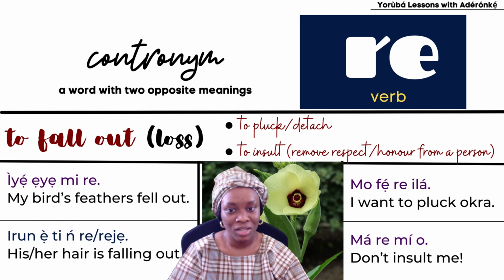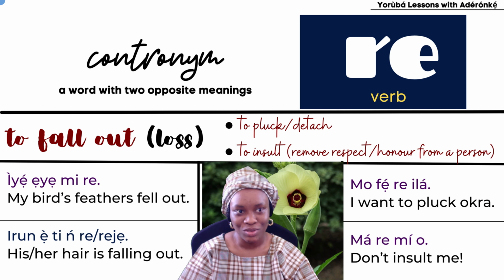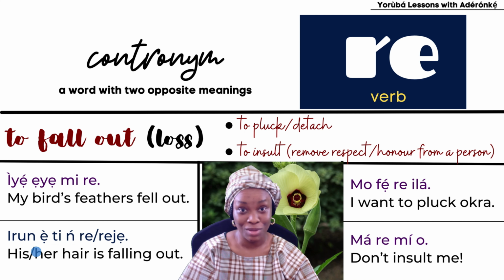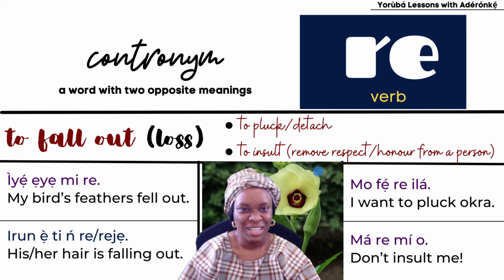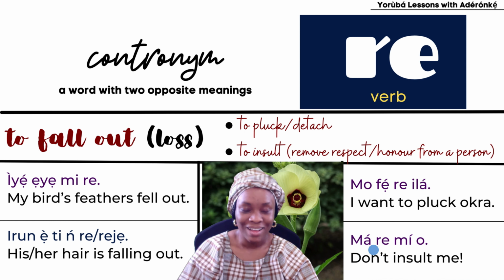If someone's hair is falling out, just like a bird's feathers, for example, Irun e ti n re. His or her hair is falling out. I don't know if you can say it, maybe for a doll or something, a doll's hair. His or her, or its hair is falling out. Irun e ti n re. It could also be to insult. It's like you're removing respect and honor from a person, taking the respect away, the honor away. So if you want to say, don't insult me, you would say, Ma re mi rara, don't insult me.